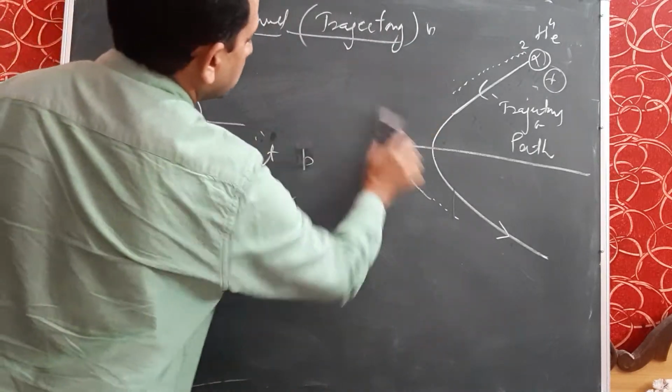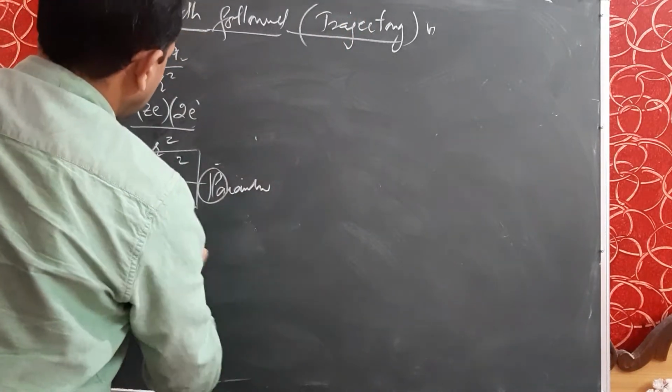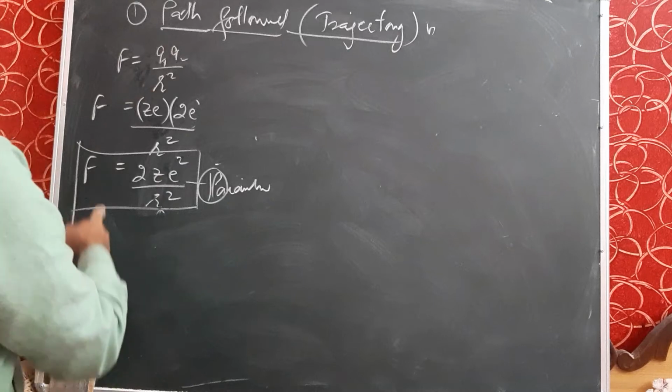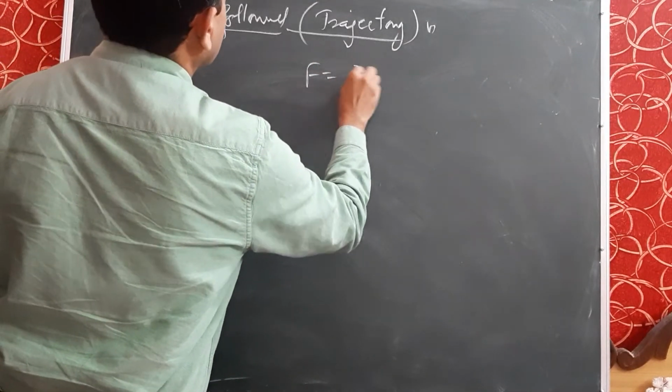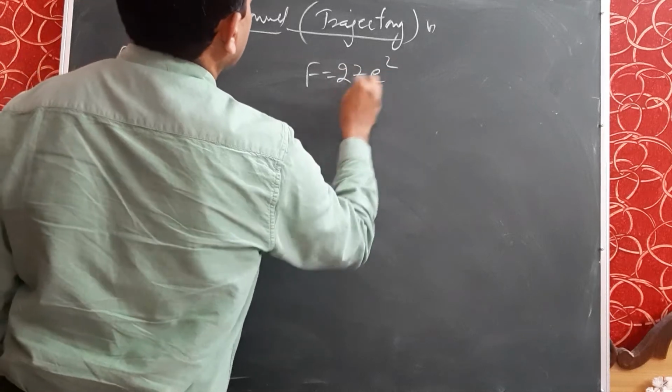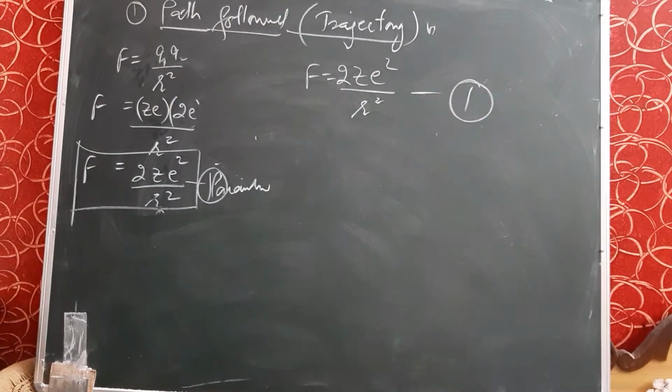The path followed by this particle: we will use the concept of this force. The first equation is F is equal to 2z e square upon r square. This is equation number 1. This is the Coulomb force.